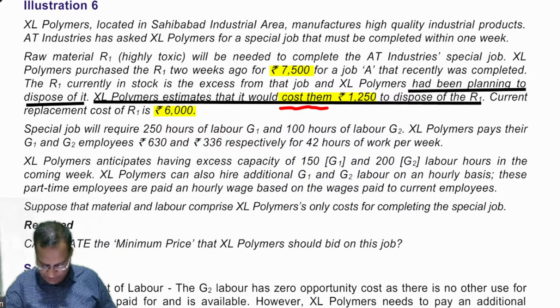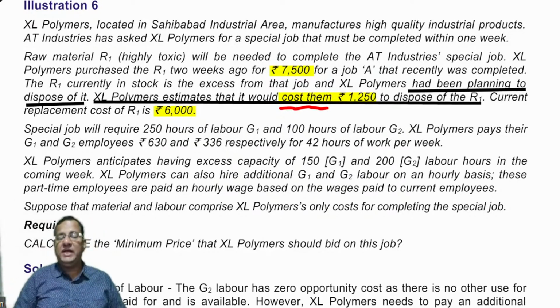Okay, very good. Correct answer, beta. They are irrelevant. 7,500 is irrelevant because it's a past cost. Unless and until the cost is a future cost, it will not be relevant. Rupees 6,000 is irrelevant because the quantity required for the special order is already with us. There is no need to purchase any new raw material since it is irregular use raw material. Since there is no need to buy R1, the replacement price of 6,000 is also irrelevant.